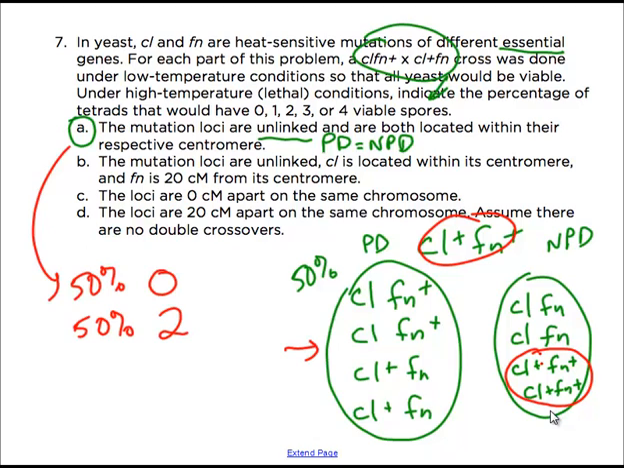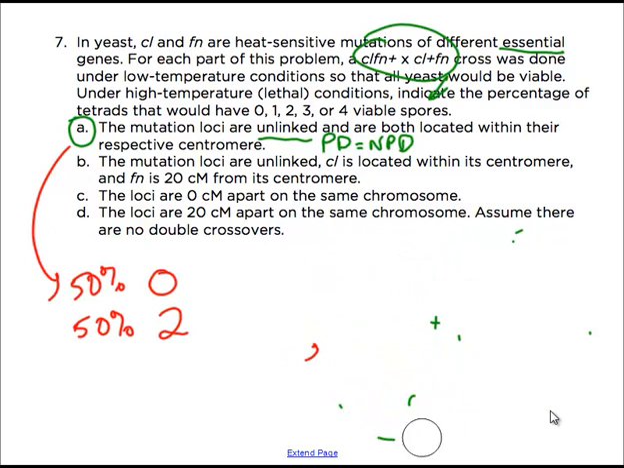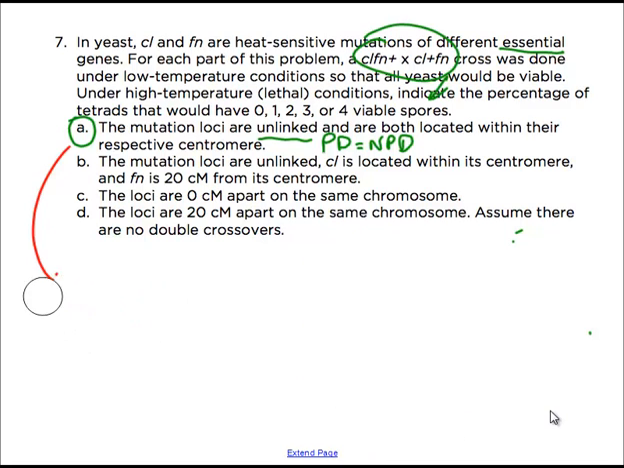So let's go on to B. If you want to look at any of these a little longer, just hit pause, because I'm going to erase it rather than go down so we can keep the questions here in our sight. Okay. 50% 0, 50% 2 for that one.